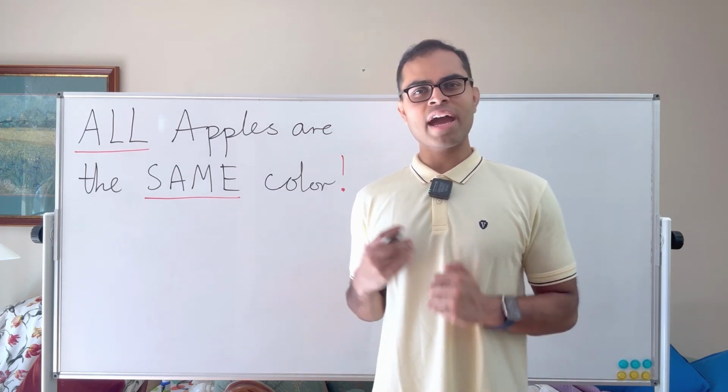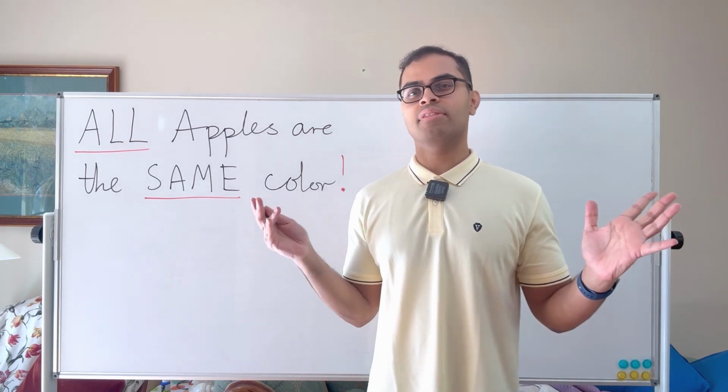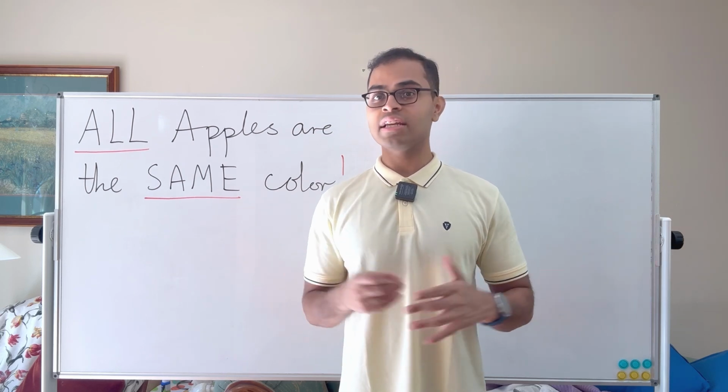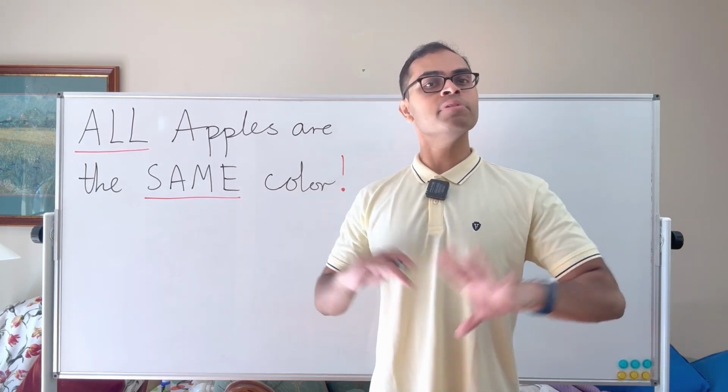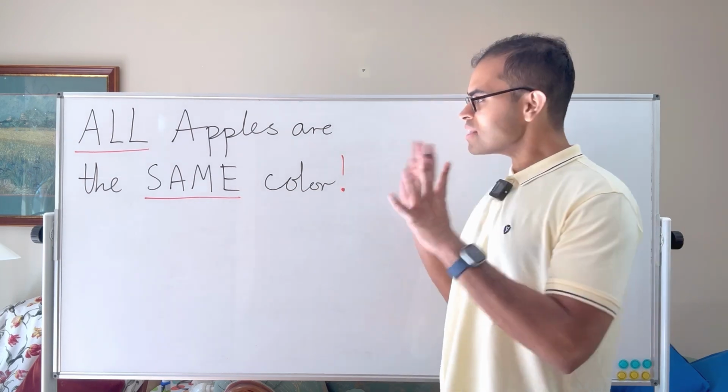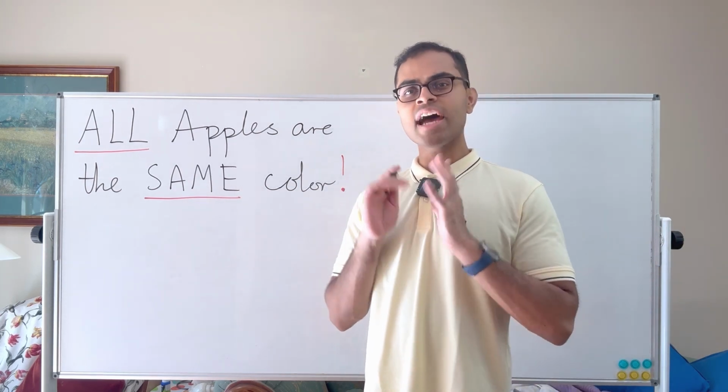In this video, I'm actually going to prove that you were dreaming everything up. It was all an imagination. It didn't actually happen. All apples are all the same color. There aren't apples of different colors. I'm going to give you a mathematical proof of this fact. So let's just dive right into it.